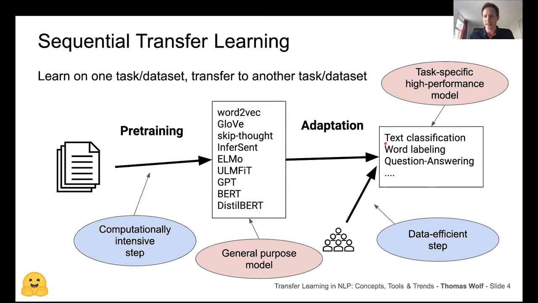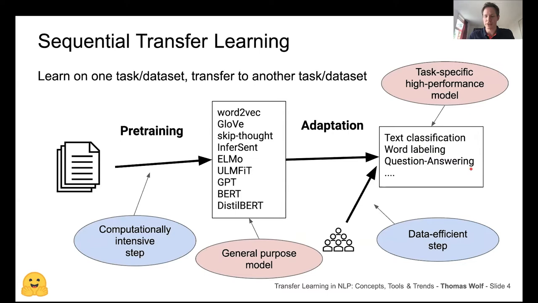Here during the pre-training, you gather as much training data as you can, so not all the data is related to your target task. But during the adaptation, you have a small data set, and this one is really specific to the target task you're interested in. It can be text classification, token classification, question answering, and so on.